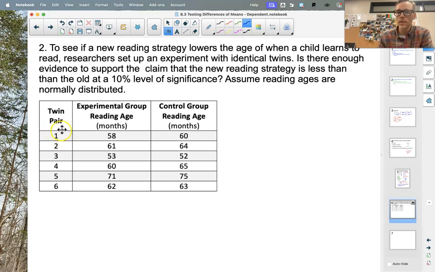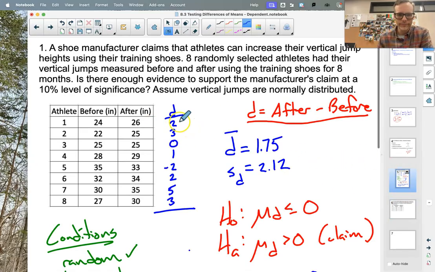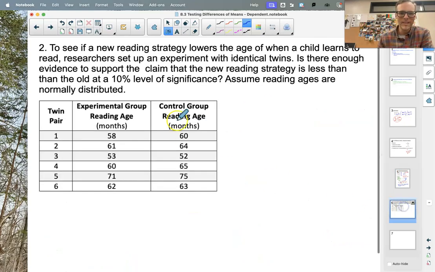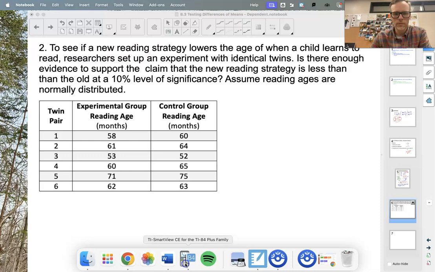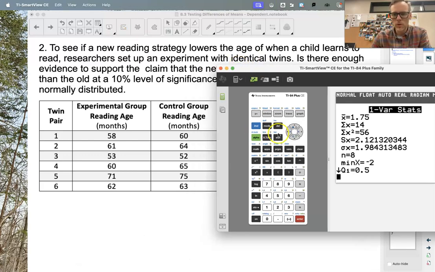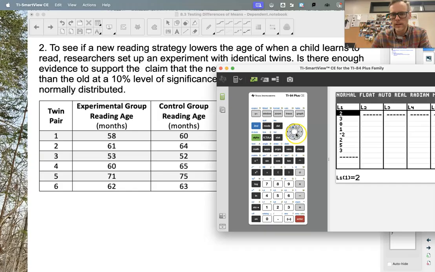The first thing that we want to find is the differences so we can get the D-bar. What I did on the last one is I just did this by hand. This is actually a smaller data set than the last one, but if our data sets are really big, that could be a little much for work. Let's use our calculator here. I'm going to go into my lists. I'm going to clear them out first.